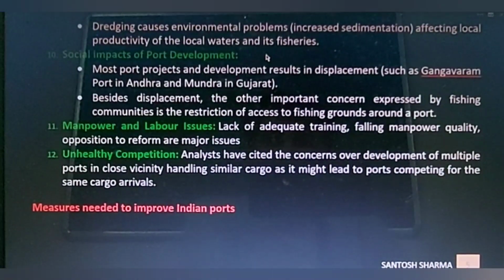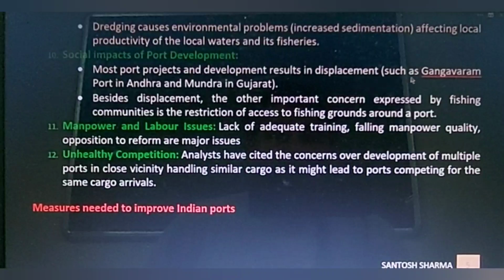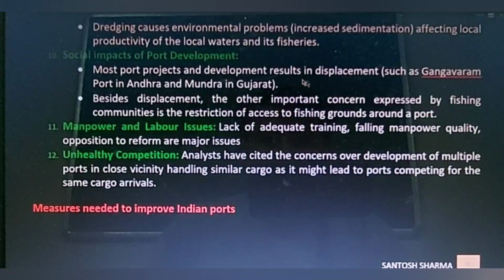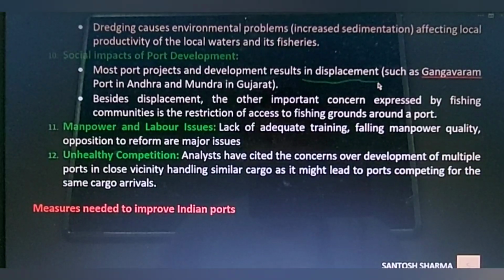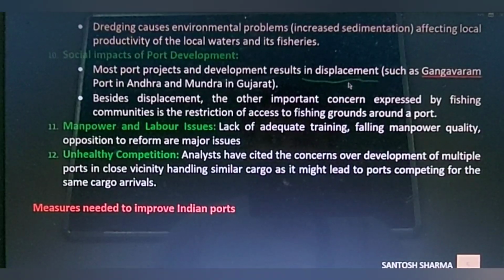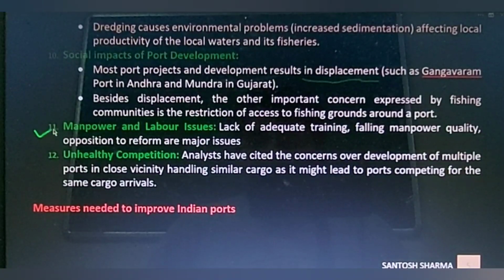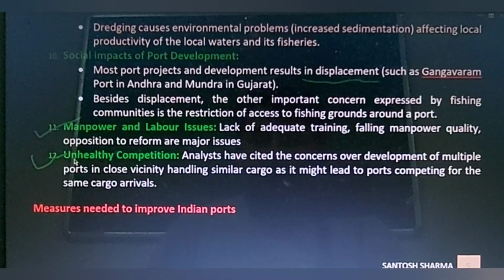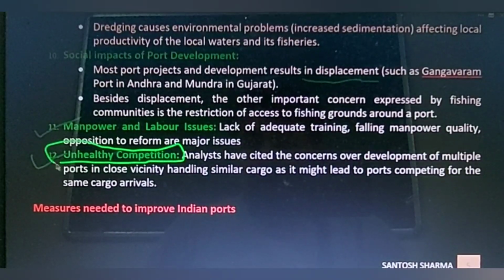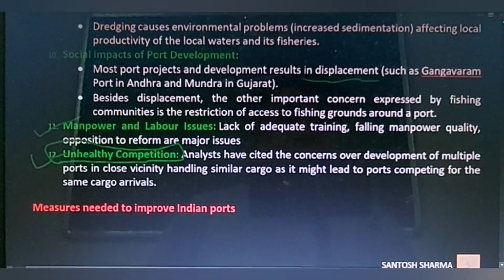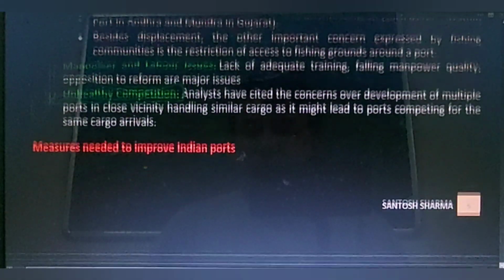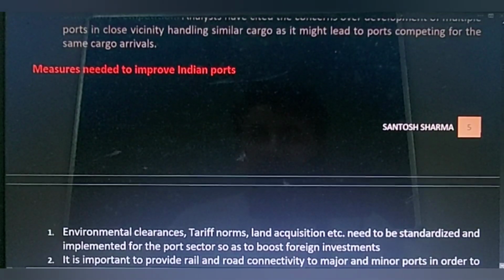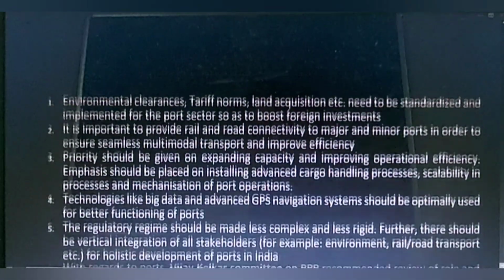Most of the projects and development result in displacement, because the local people, they don't want improvement in the port areas or port facilities. Then there is a problem of manpower and labor issue and unhealthy competition. ये बहुत ही important problem है as far as Indian ports are concerned. So these are basic problems. बहुत important question है.